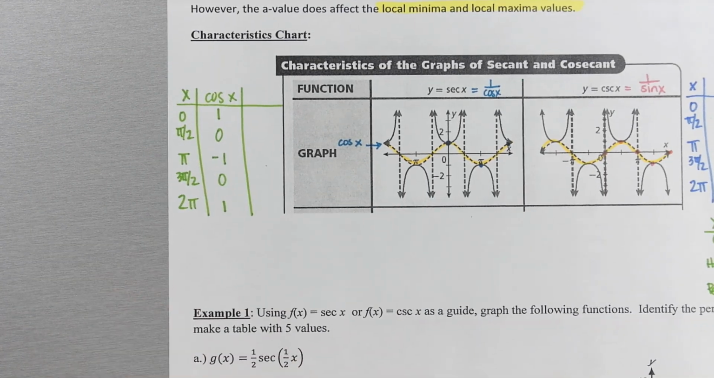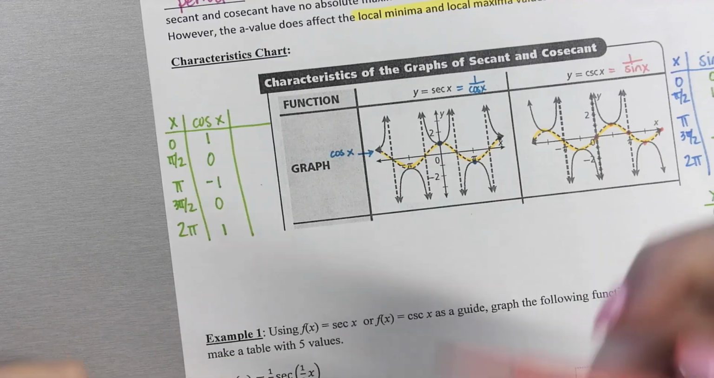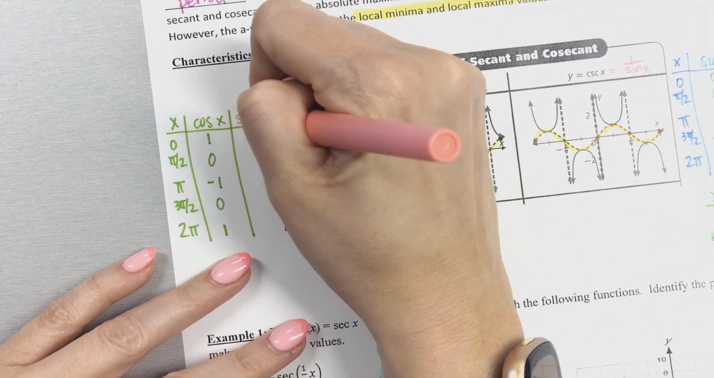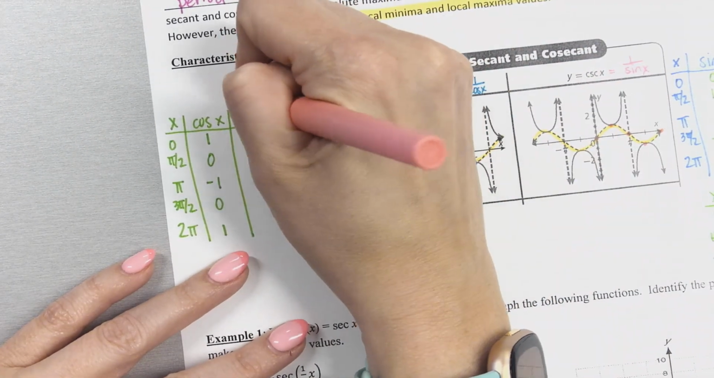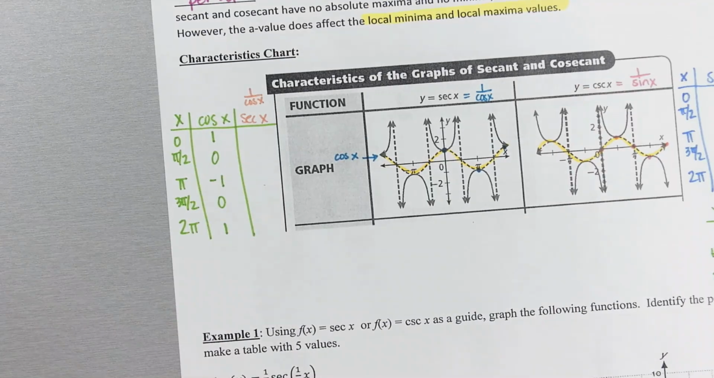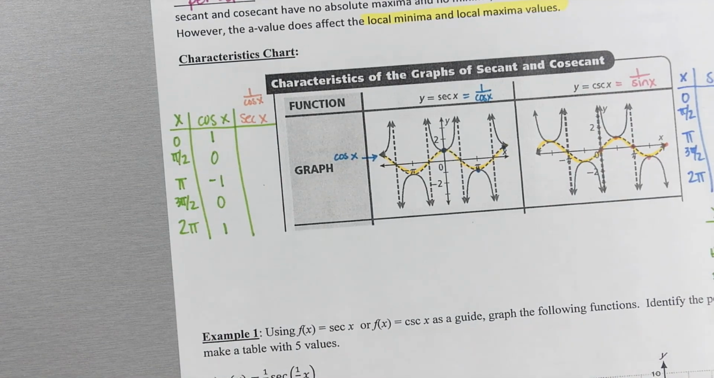All right. I'm going to give you guys a moment to write down. I want you to write down what the secant's going to be based on what we did here. Okay, so 1 divided by the cosine. So I want you to write those down in your table. And then if you think you can do your basic table, that's great.